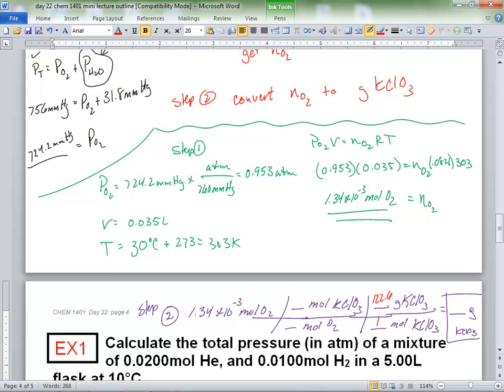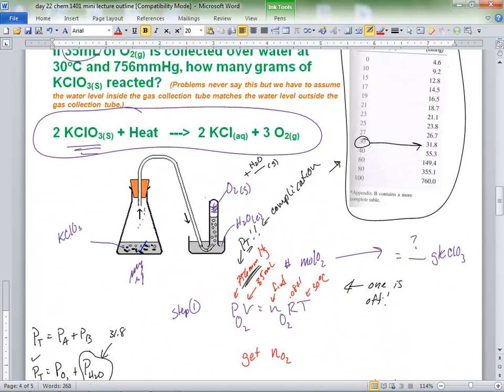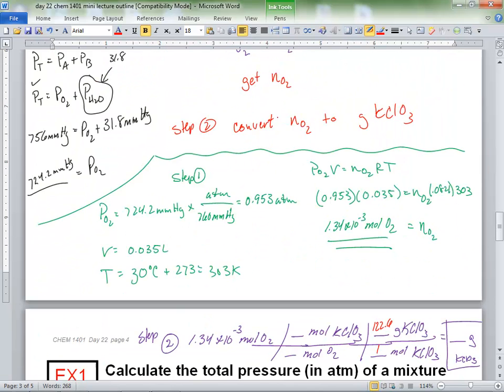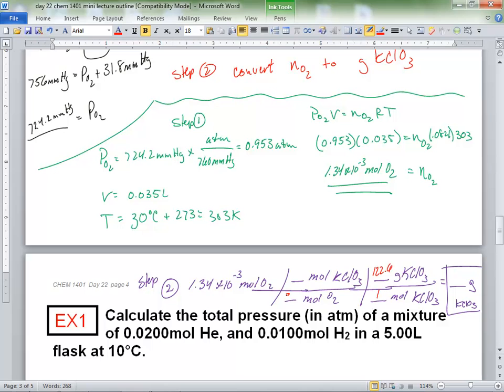Mole bridge, potassium chlorate and oxygen. I have 2 potassium chlorates for every 3 moles of oxygen. 3 moles of oxygen, 2 moles potassium chlorate. Okay, top multiply, bottom divide. So that's 2. About 0.11 or so. Depends on your rounding, I guess.